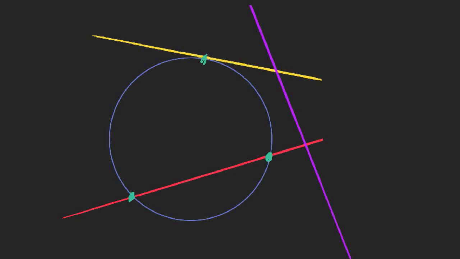This yellow line is going to give you one solution because it only intersects the circle once. And this purple line doesn't intersect the circle at all, so you're going to get no solutions. So in some geometric applications, whether you have two solutions, one solution, or no solution can have some interesting implications. So that's basic quadratic equations. In the next videos, we'll look at more advanced ones and how to solve them.